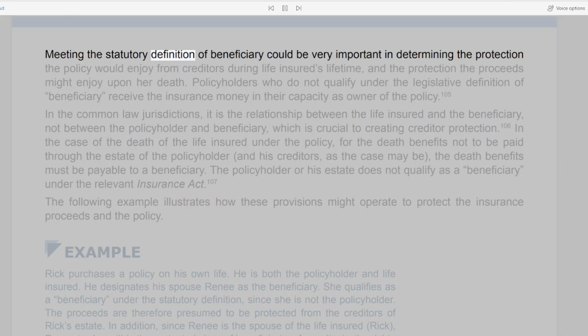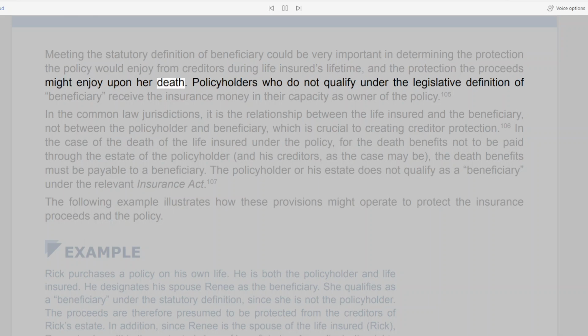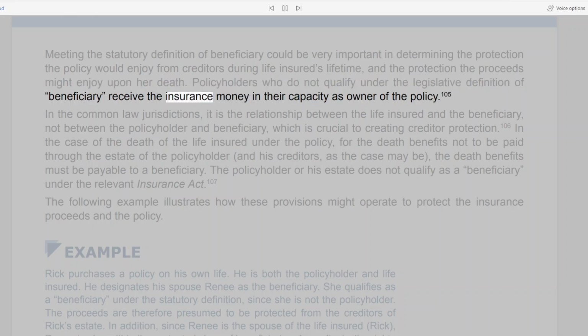Meeting the statutory definition of beneficiary could be very important in determining the protection the policy would enjoy from creditors during the life insured's lifetime, and the protection the proceeds might enjoy upon her death. Policyholders who do not qualify under the legislative definition of beneficiary receive the insurance money in their capacity as owner of the policy. 105.